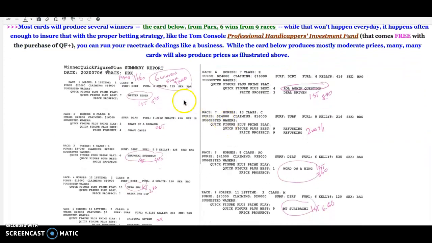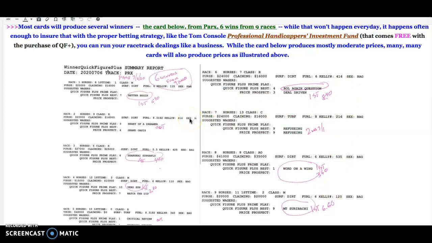Here's an example. One of the really nice features on our software is you can get a quick summary report, and you don't have to go through all the races if you don't want. You can just take a look at this or print it out, and it shows you all the horses and all the plays. This is a card at Parks where 6 winners out of 9 races, and again, there were no big prices. The biggest price was $840, but you've got to love the consistency here.